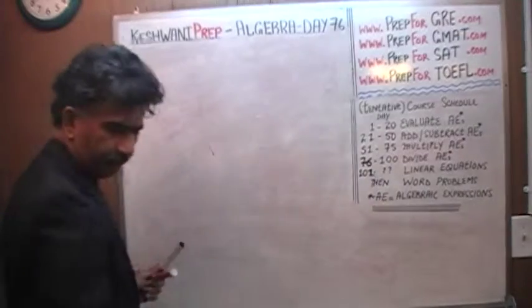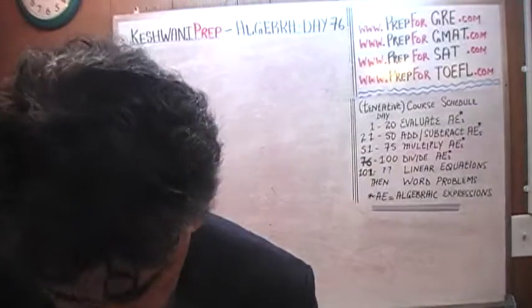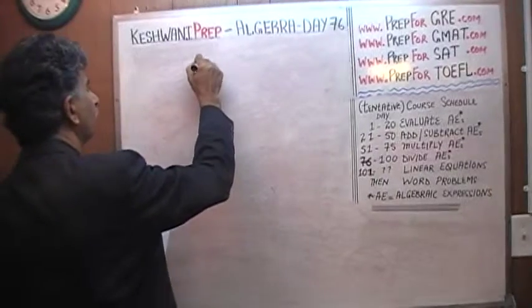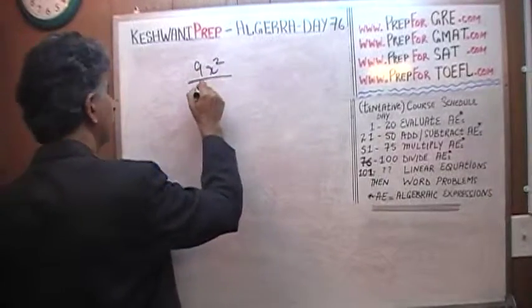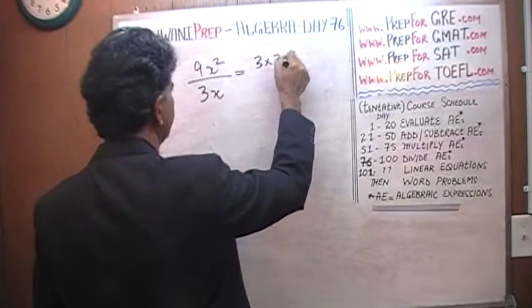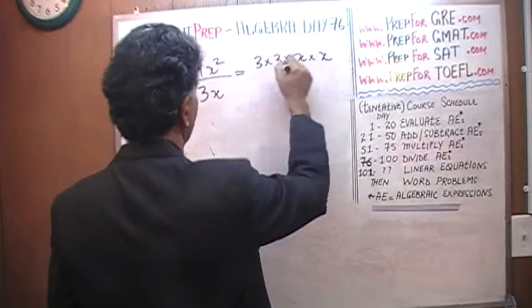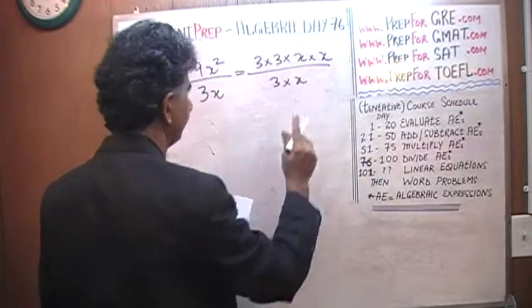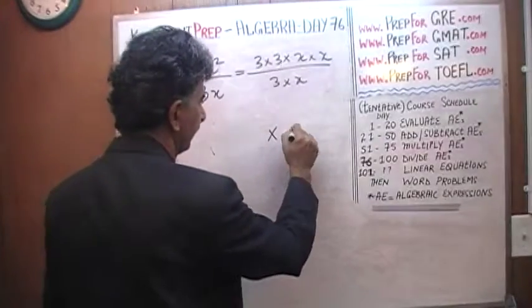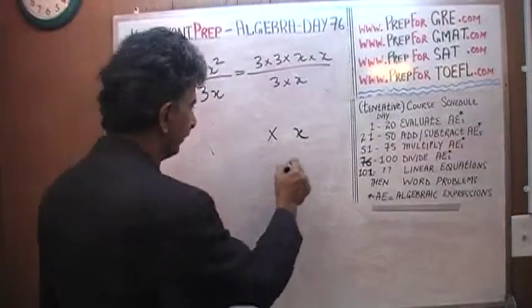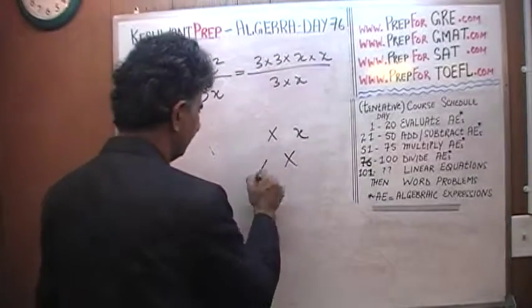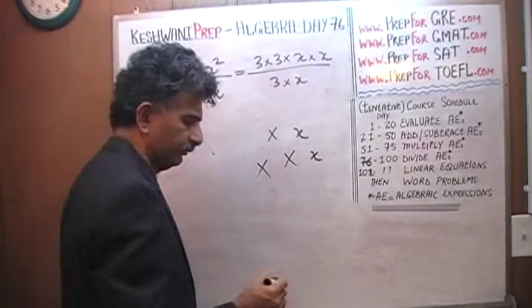The next one we have is 9x squared over 3x. Well, 9x squared is same as 3 times 3 times x over 3 times x. Don't get confused. This is my times sign, multiplication sign, and this is my x. For multiplication sign, I lift my hand. And x is just this, without lifting my hand.